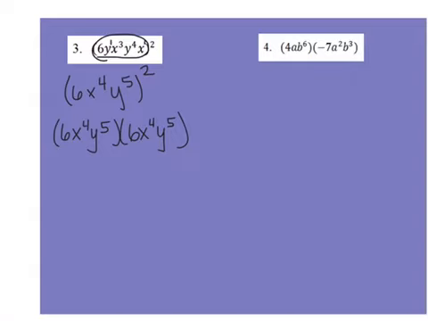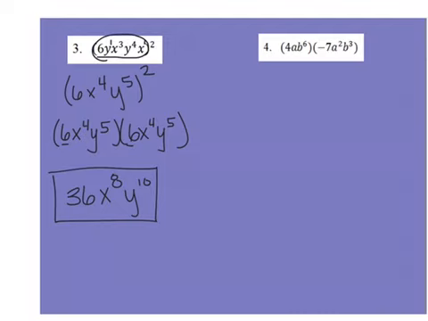Now I'm multiplying again. So when I multiply, I add the powers, and I multiply the coefficients. So 6 times 6 gives me 36. X to the 4th times x to the 4th, I add them, so 4 plus 4 gives me 8. Y to the 5th times y to the 5th, again I add, so I get y to the 10th. I only have one x and one y in that expression, so I am done.